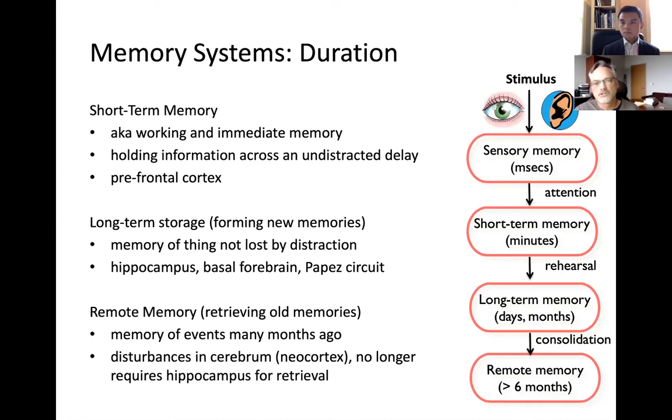Prefrontal cortex lesions primarily are deficits with retrieving information. The medial temporal lesions, when they cause amnesia, it's more typically forming new memory traces. And I think this is where you're going to go with your next couple of slides.